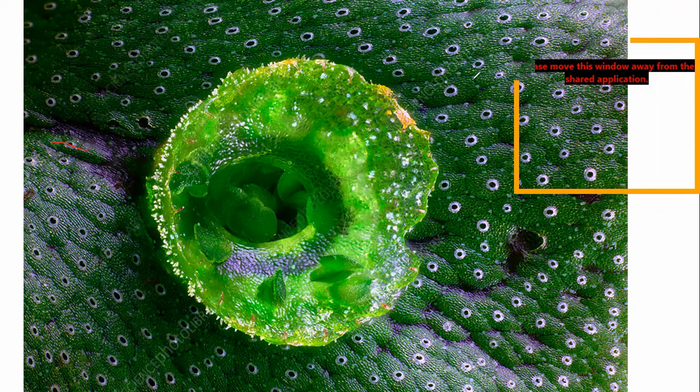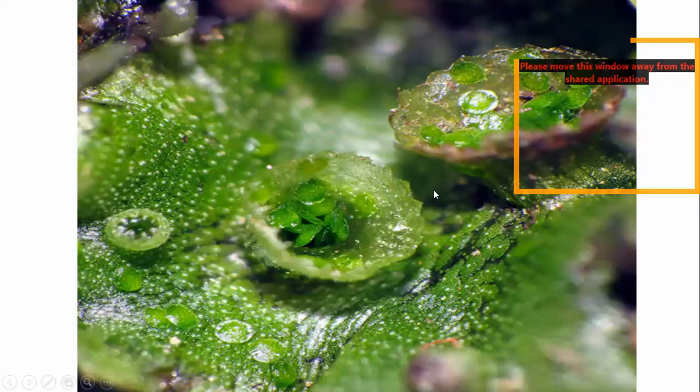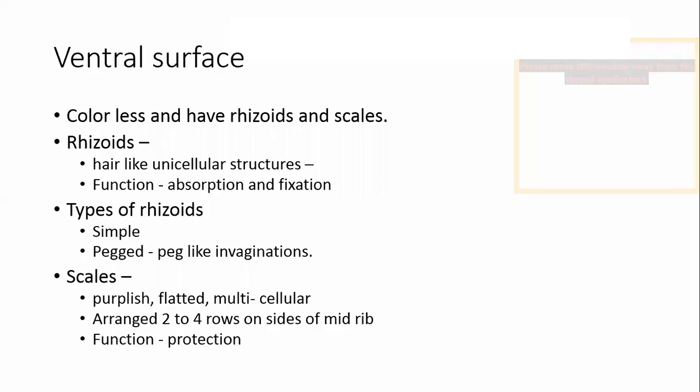And we'll study the rest of the pictures also. So this is again the gemma cup, and you can find gemmae in it. And gemmae are dumbbell shaped in nature. Okay, so now coming on to the ventral surface.